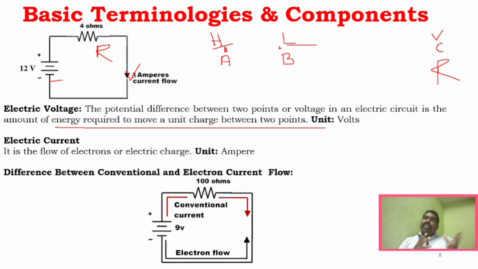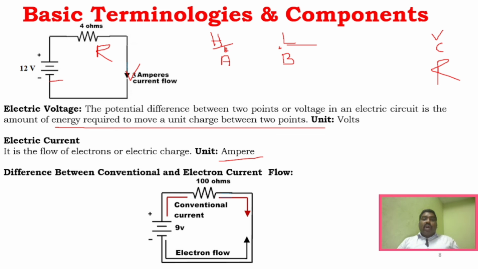And what is current now? Current is the flow of electrons or a flow of electrical charge. That is called as current, and it is measured as amperes. Now we know that the potential difference between these 2 points is called as electric voltage, right?